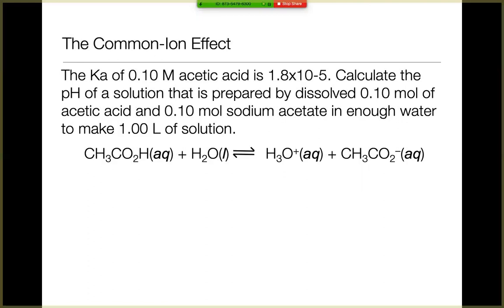That's a lot of information at once, right? But let's, again, fall back to the skills that we have. Forget the sodium acetate right now, right?